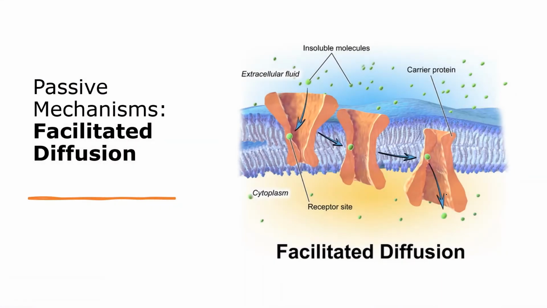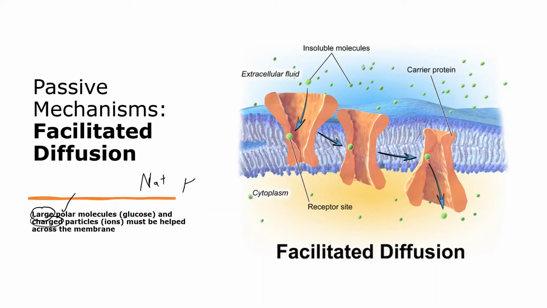All right, so what if you're bigger? What if you're a bigger particle or you're charged? The way I usually say this in my classes is, if you're large and in charge. So something that's big and charged, like a big polar molecule like glucose. Ions, again, something like a sodium ion or a potassium ion. These are teeny tiny, but they're charged, so they have a problem just diffusing simply. So we're going to have to give them some help.